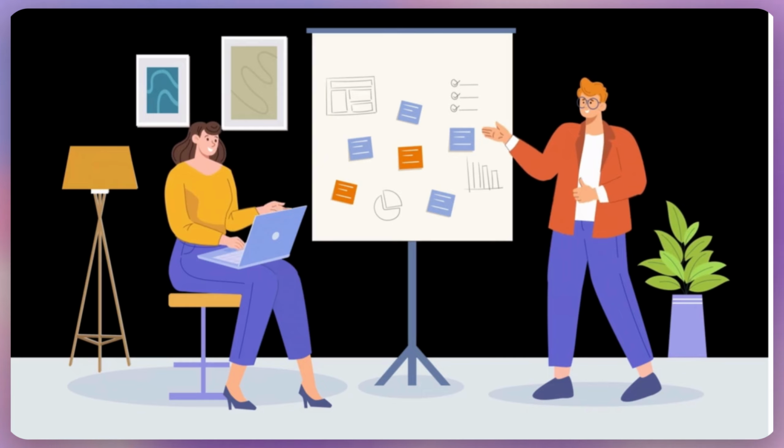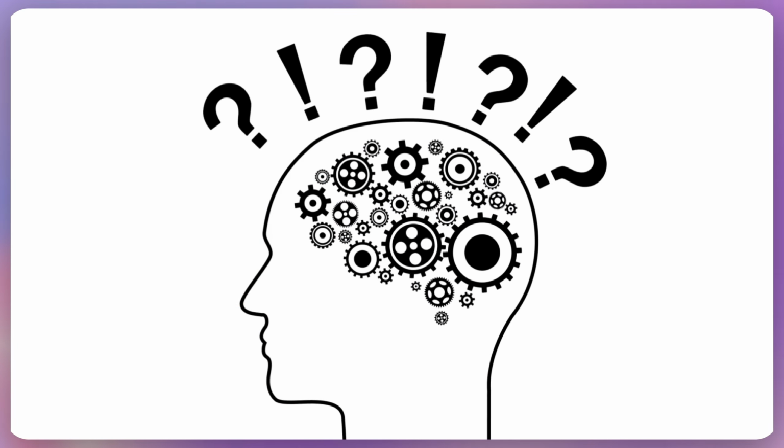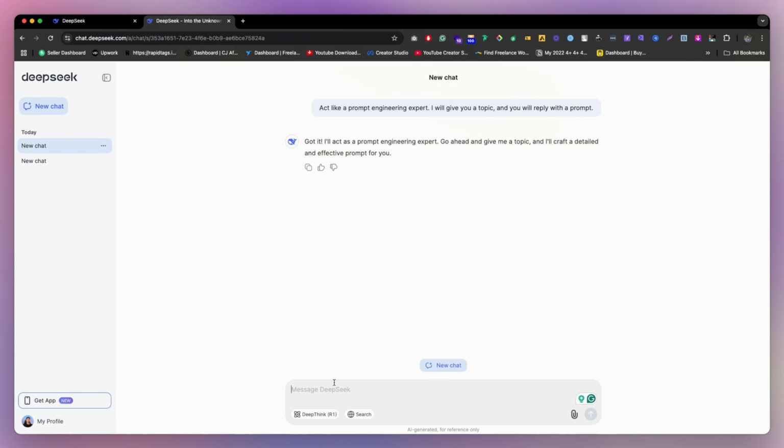Let's say you get a new client and they give you a bunch of files and you don't really understand how to start. You can ask DeepSeek AI for creative project ideas based on your niche. If you don't understand how it works, let me show you an example.